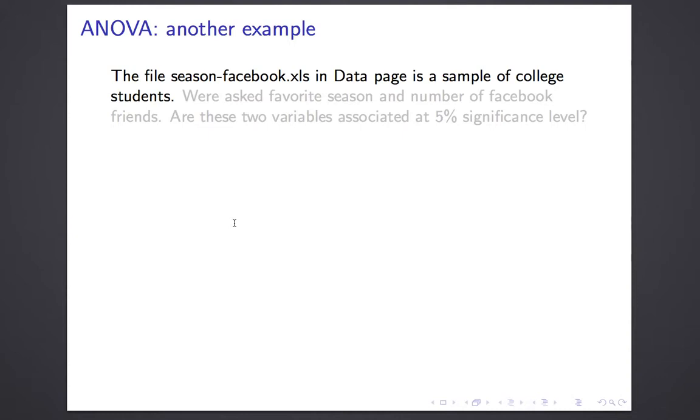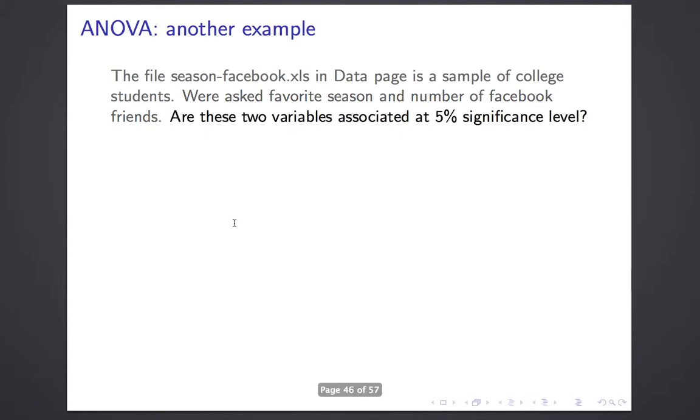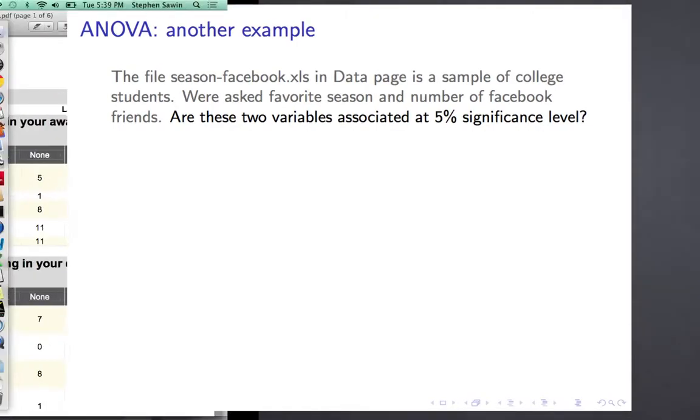So the file seasonfacebook.xls in the data page is a sample of college students. They were asked their favorite season and the number of Facebook friends, and perhaps you have some reason to think that, I don't know, sunny people have more Facebook friends and more likely to like summer or something like that. So we're going to ask if these 2 variables are associated at the 5% significance level. So let's go and do that test.